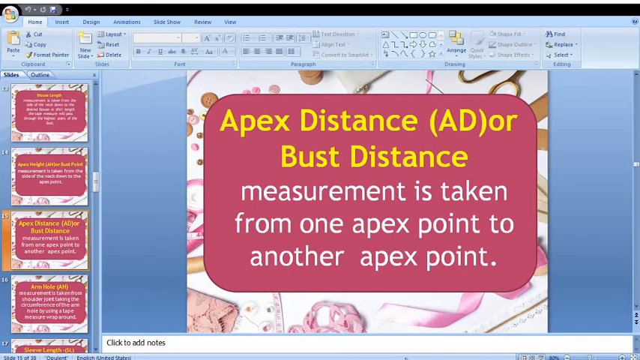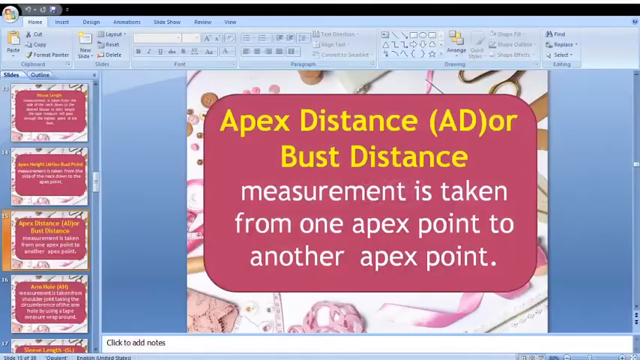So, for the apex distance or bust distance, measurement is taken from one apex to another apex. And the standard measurement for this one is 7 inches.